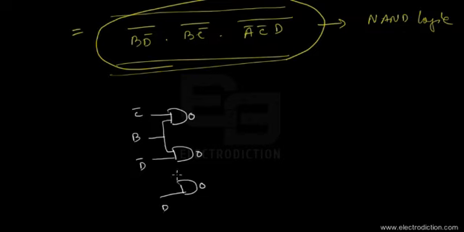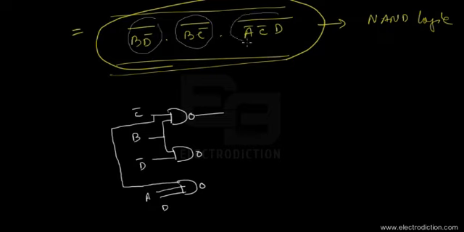We need a C bar, and we need an A. So we have an A over here, and then we can pull up a line from here and feed it to the third NAND gate. The outputs from these gates would be BD bar whole complement, BC bar whole complement, and so on, which are exactly the results that we have obtained over here.